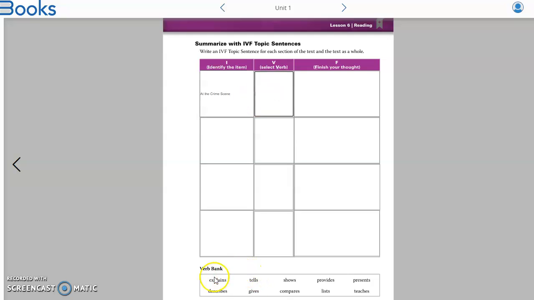Okay, we have to select one of the verbs from the word bank, and the best one will be explains, and we have to finish our thought. How trace evidence is found and preserved at the crime scene. I know this writing is very small. Hopefully you can see, and I'll read this again. At the crime scene explains how trace evidence is found and preserved at the crime scene.